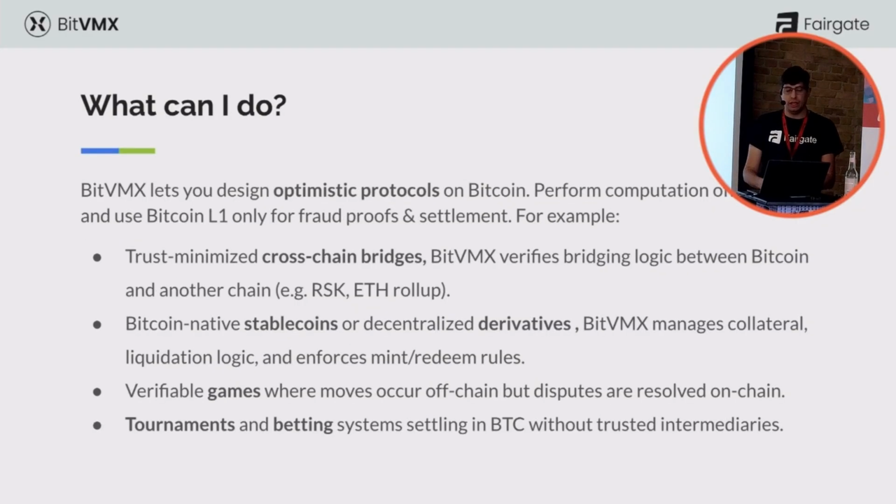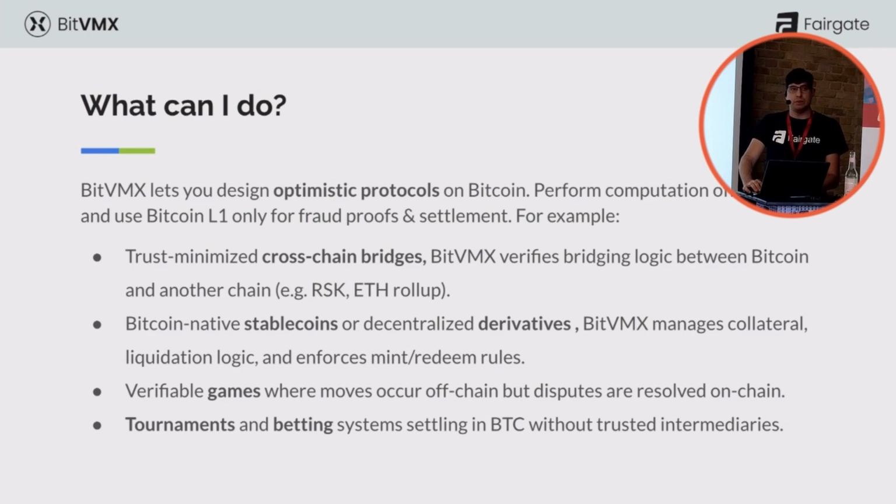Okay, so what can I do for the hackathon? BitBMX, as we mentioned before, allows you to create optimistic protocols on Bitcoin, right? Performing computation off-chain and using Bitcoin L1 in case of fraud proof and settlement. So it pretty much lets you do whatever computation you want, but there are some cases that may be more important. I mean, bring whatever you want to the table. I don't want you to be biased by this. This is just examples.